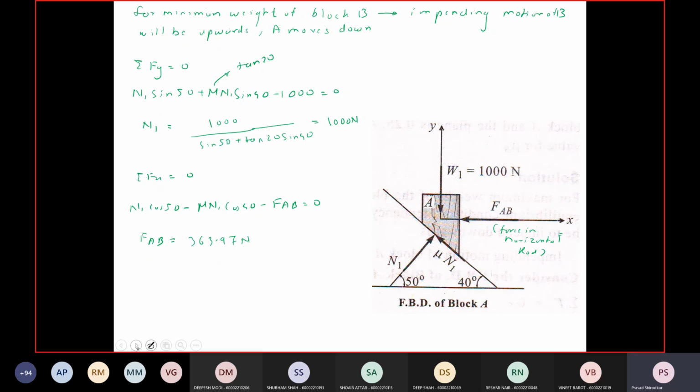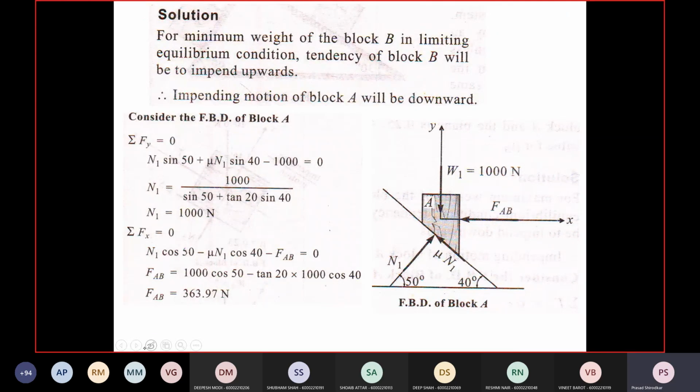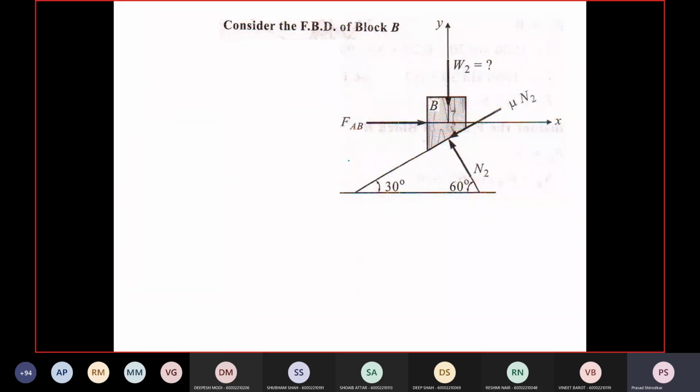Okay. Now we have to consider the second FBD, that is the free body diagram of block B. So again the x and y axes are the same, and now here I already have FAB. This is already calculated. So summation Fx is equal to 0. So FAB minus mu N2 cos 30 minus N2 cos 60.